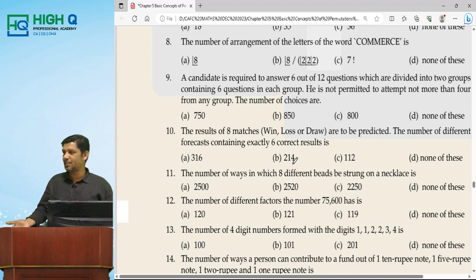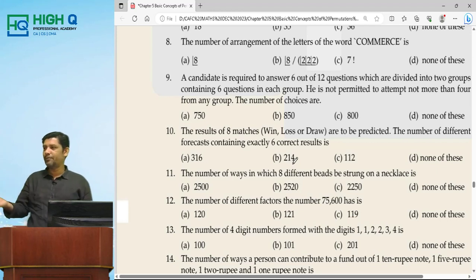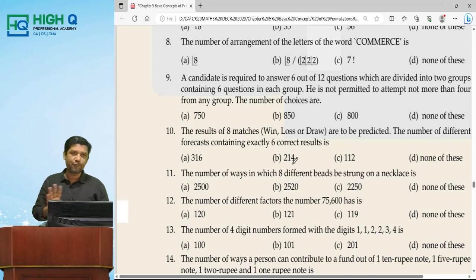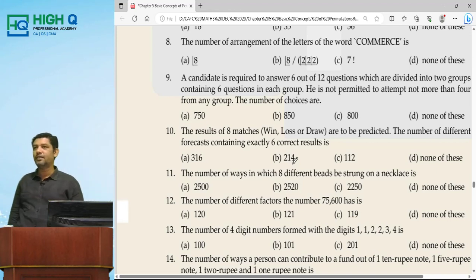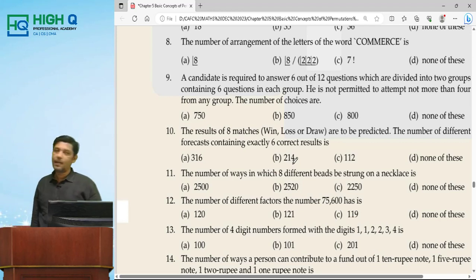For example, a football match is going on. Either one team will win and the other will lose, or both have equal goals, which means it's a draw. Even after a tie break it's a draw. So there are 3 results. Sir, what if there is rain? It is called abandoned. An abandoned match has no result. So only 3 results: win, lose or draw, are to be predicted.